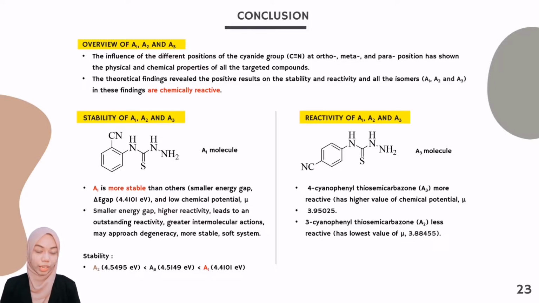In terms of 4-cyanophenylthiosemicarbazone A3, the chemical potential of the compound has a higher value, which indicates that the molecule has outstanding stability but is the least reactive. Consequently, 3-cyanophenylthiosemicarbazone A2 has the lowest chemical potential, which is more reactive but the least stable. Moreover, for the proton and carbon NMR, the influence of the different positions may decrease the electron density away from the nucleus, which will deshield the nucleus.